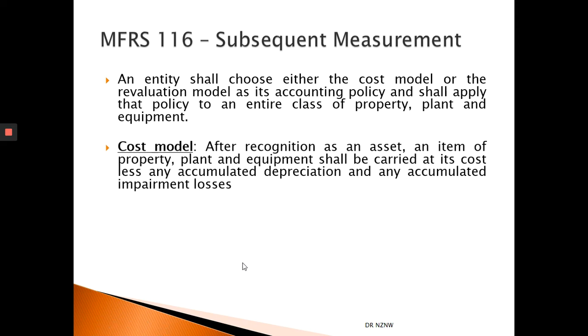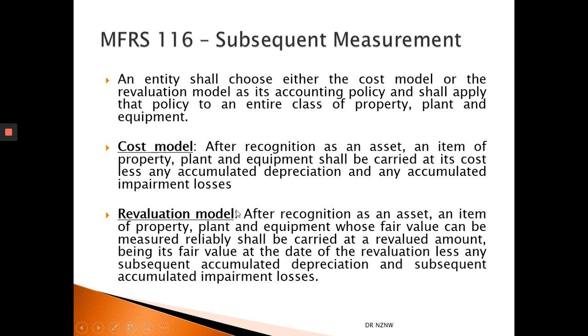So if the company applies the cost model, how should they record it? After recognition as an asset, an item of property, plant and equipment shall be carried at its cost, less any accumulated depreciation and any accumulated impairment loss. On the other hand, if they use the revaluation model, after recognition as an asset, an item of property, plant and equipment whose fair value can be measured reliably shall be carried at revalued amount. So if the company applies the revaluation model, the company can have the value of the property at the revalued amount, less subsequent accumulated depreciation and subsequent accumulated impairment loss.